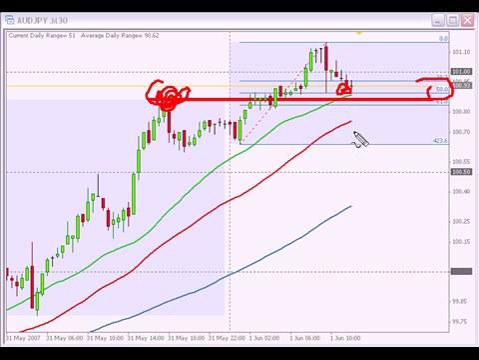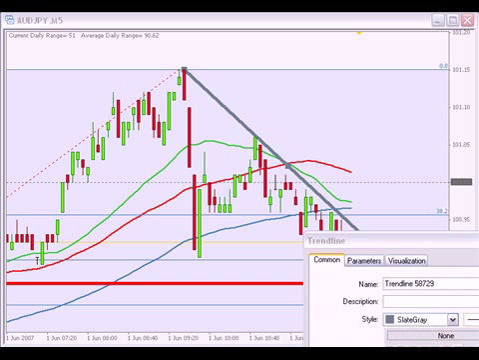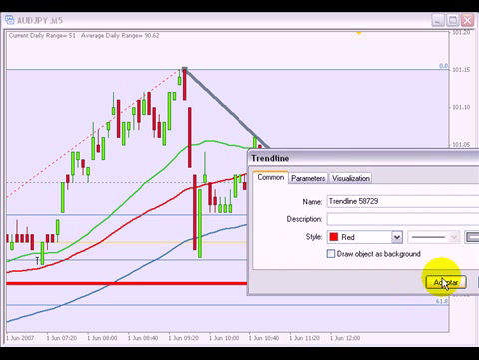So in short, this is the 30-minute chart. In the 5-minute chart, I'm going to be looking for any possible reversal formation, breaking this trend line that I'm marking now in red.